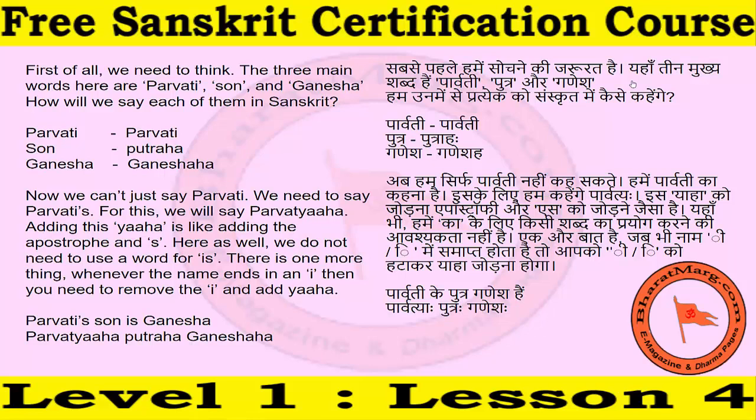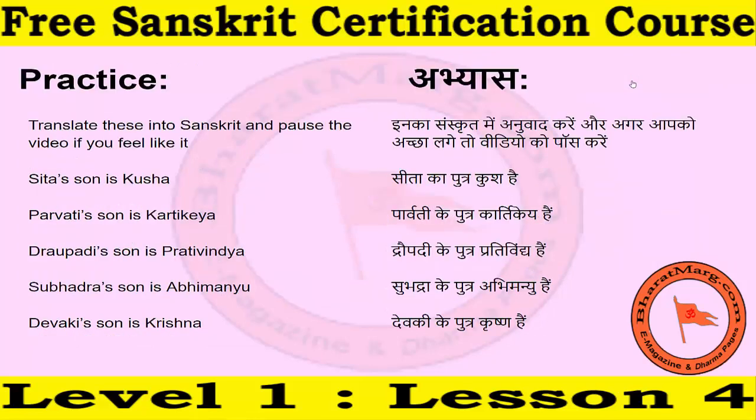Now we can't just say Parvati, we need to say Parvati's. For this we will say Parvatyaha. Adding this yaha is like adding the apostrophe S. It's basically the same thing as last time. You don't need a word for is. And if a name ends in an I, then you need to remove the I and add yaha. Parvati's son is Ganesha. Parvatyaha Putraha Ganeshaha. Translate these into Sanskrit and pause the video if you feel like it.